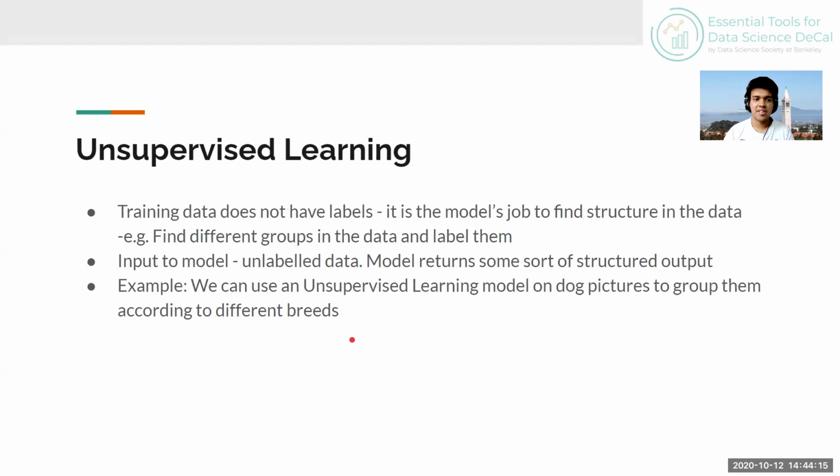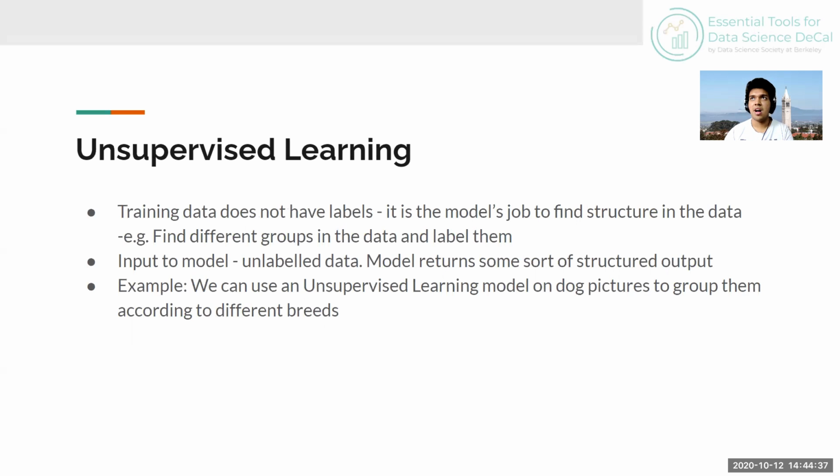Unsupervised learning is different because the training data for this model does not have labels. So we don't say that this image is a dog or this image is not a dog. It is the model's job to figure that out. It's the model's job to find structure in data. So the data we're feeding it is going to be unstructured, and it needs to find something like different groups in the data and label them.